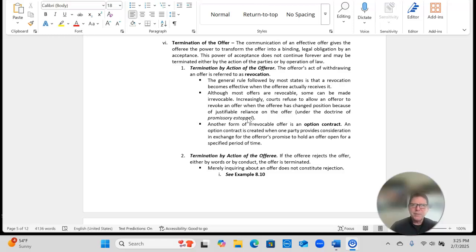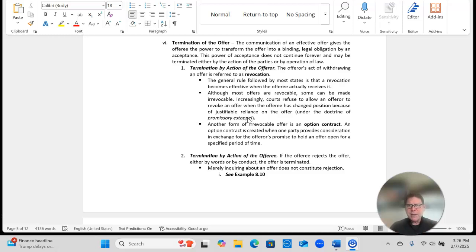So we've defined offer, we've defined acceptance. They form the first two elements of a valid contract, offer and acceptance. The third primary element is consideration. We're going to talk about that in another video, but now we have defined offer, we've defined acceptance, we've talked about bilateral versus unilateral, we've talked about revocation of an offer, where the offeror revokes or pulls back an offer.